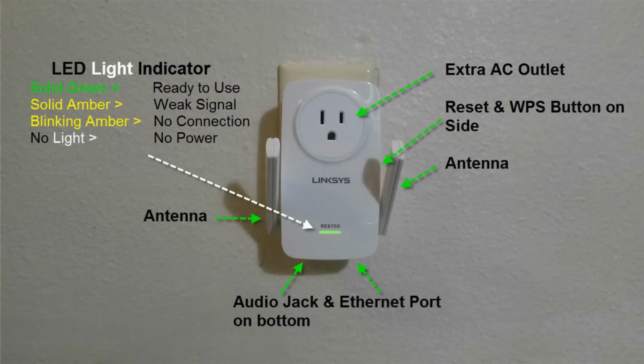Before I bring this video to an end, I just want to mention a few things. First one would be, here's the legend for the LED light on the Linksys RE6700. A solid green is ready to use. A solid amber is a weak signal. A blinking amber is no connection at all to your router. And then no light is just no power at all.